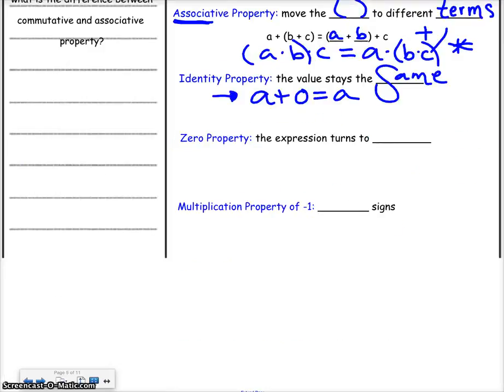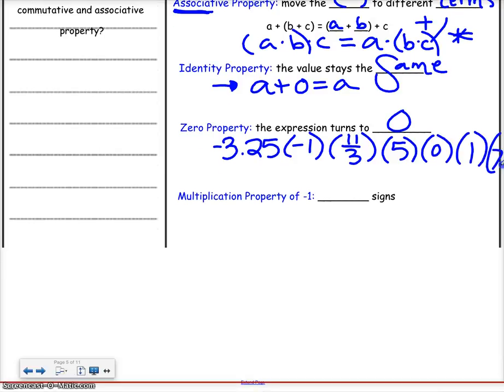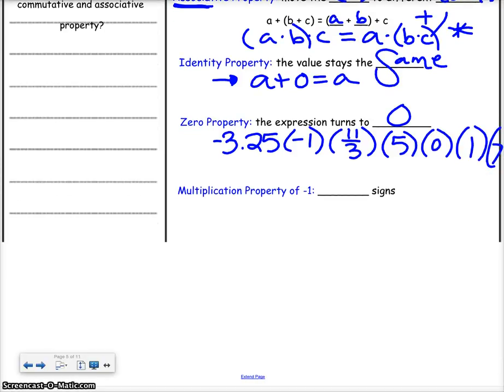Here's 0. The zero property turns the whole thing to 0. It's my favorite property because it's super easy. So if I had something like this, it doesn't matter what it is, times 0, it's 0. I win. If I had something like that, I hope you don't multiply left to right. You see it's multiplication, so you can flip things around however you want to. And right away I see 0, so it would turn into 0. Utilize that property as much as you can.